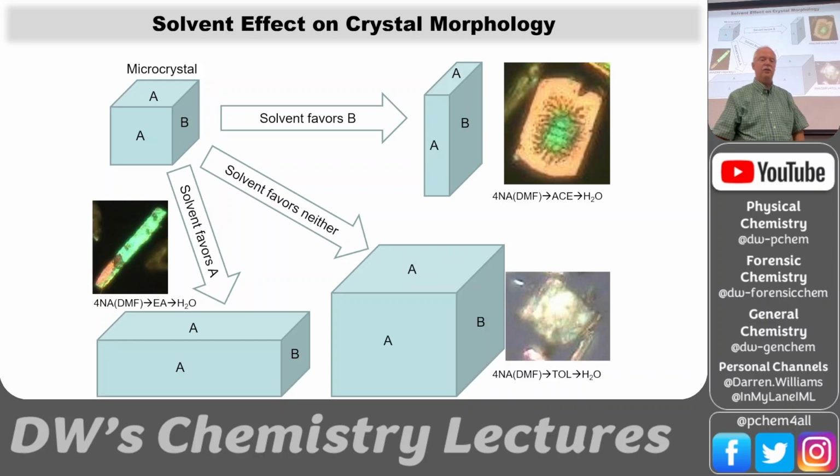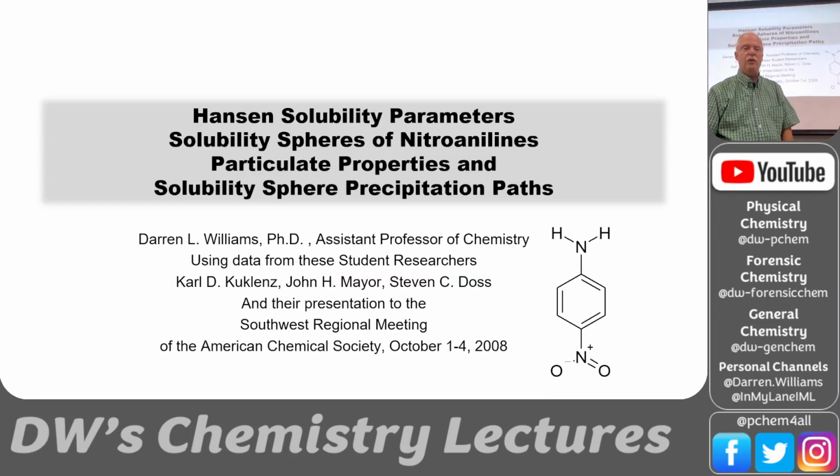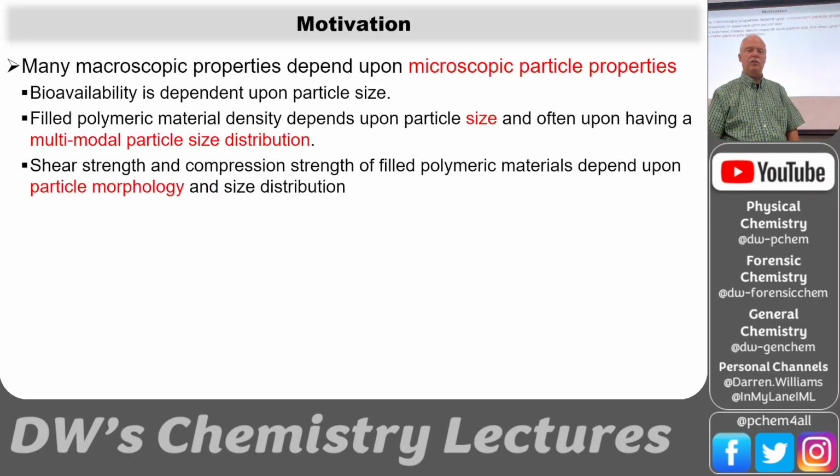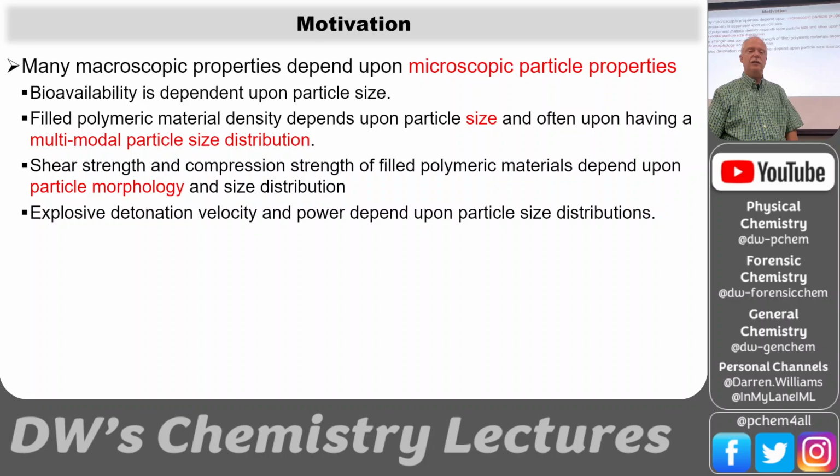And we showed that we could do all three of these with the same molecule. So nitroaniline produced all three of these crystals, depending upon the solvent that we used. So how did we do it? Well, we looked at the Hansen solubility parameters. First, we determined what nitroaniline's Hansen solubility parameters were, and then we played with the precipitation paths. So this was to see if we could control the macroscopic particle properties, the crystal morphology.